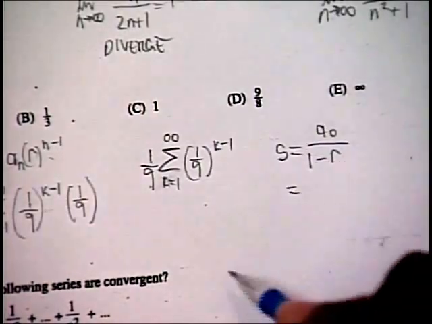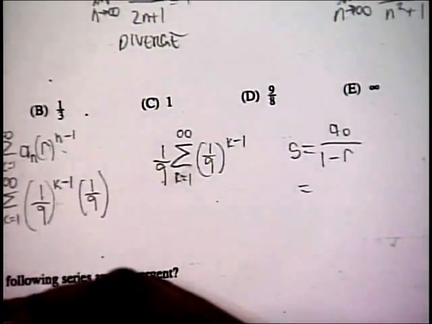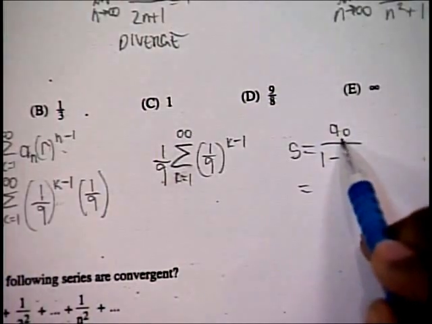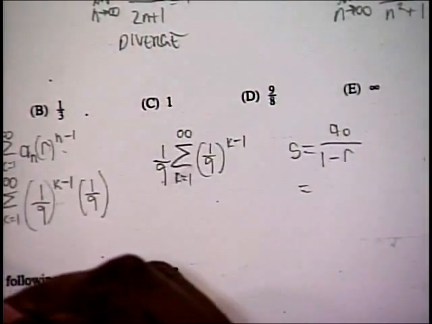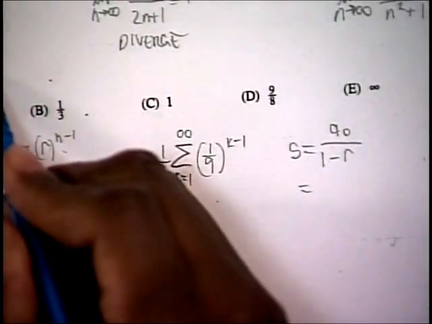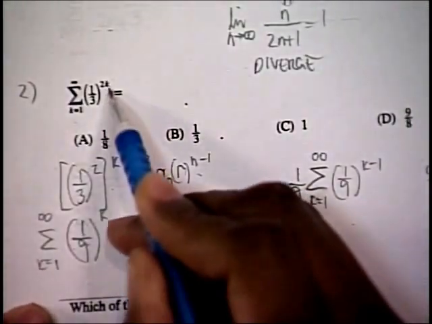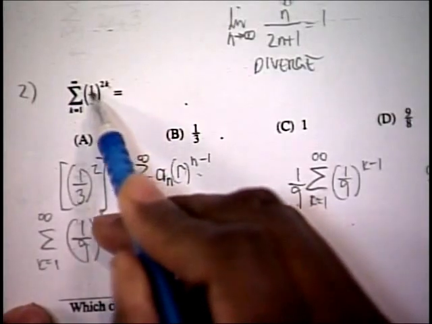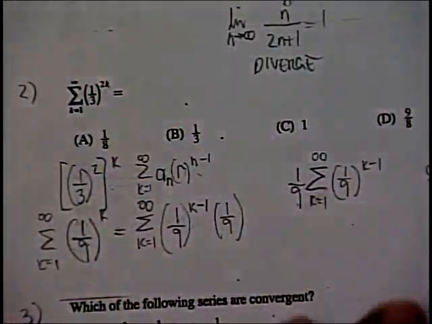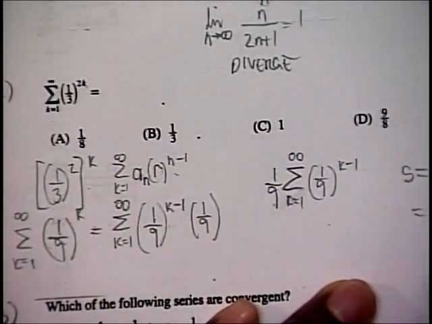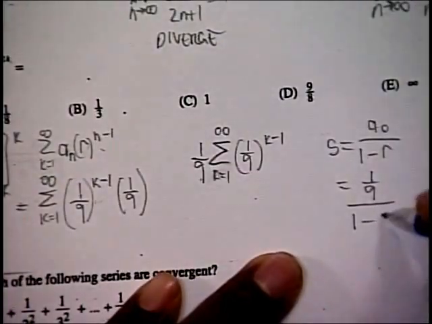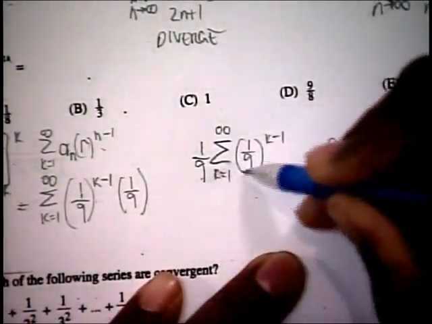So if you put in 1 here, you end up with 2 times 1, which is 2. 1/3 raised to the second power is 1/9. So a sub 0 is 1/9 over 1 minus the common ratio, which is also your r here, which is 1/9. You end up with 1/9 over 8/9.